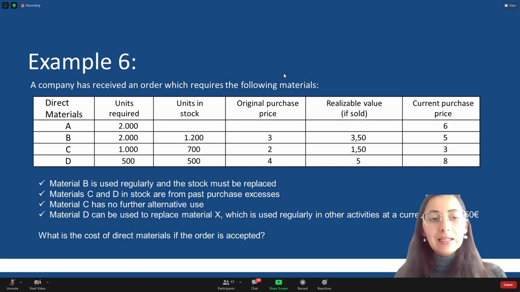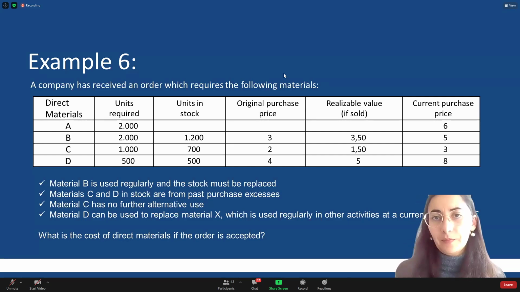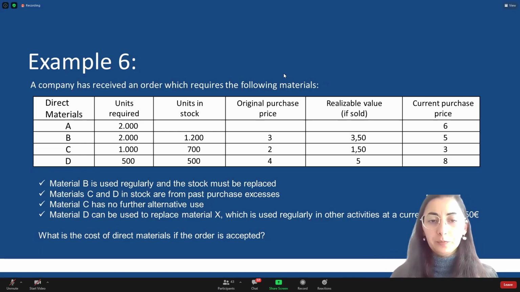For materials C and D, we don't normally use them in the production. For C, it has no further alternative use, so we can just sell it because it's just sitting there gathering dust. And for material D, we can either sell it or we can use it to replace another material. And we saw that in this example, the best alternative was actually to replace rather than to sell it, because we would be saving more. Okay.